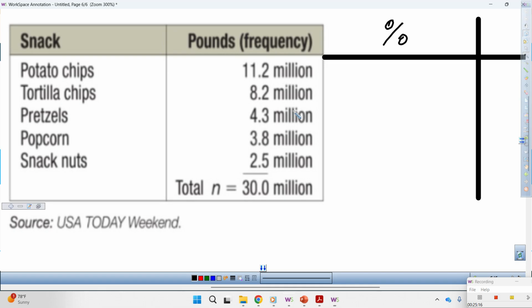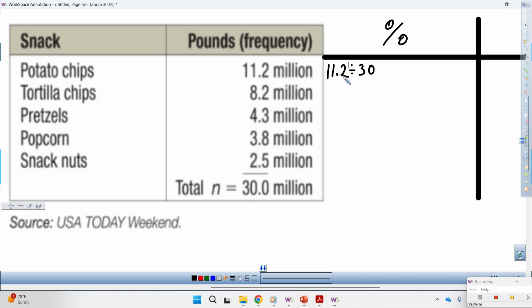To find how much percent each of these categories are of the total, we need the total number of frequency. What is the total number of frequency here in millions? 30. So let's say I wanted to know what percentage 11.2 million is of the total. We do 11.2 divided by the total, which is 30. And then once you do that, at the end, we multiply the whole thing times 100 to find the percent.